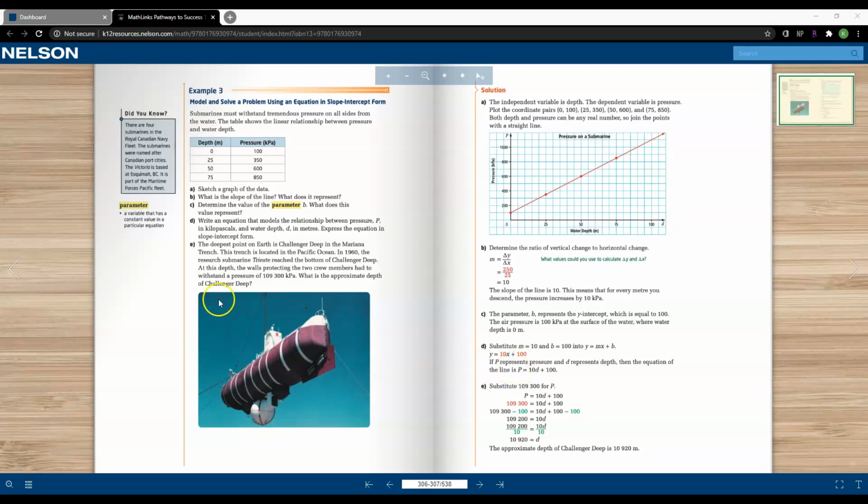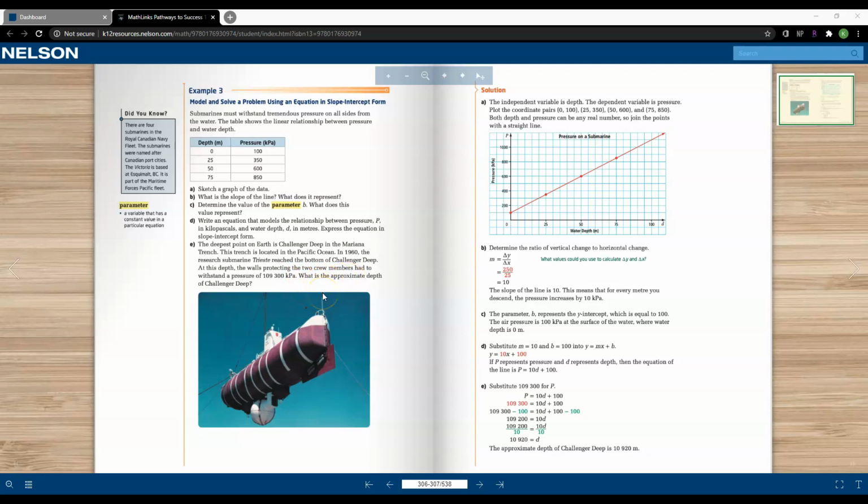Okay, what does E say here? The last little bit here. Okay, the deepest point on Earth is Challenger Deep in the Mariana Trench. The trench is located in the Pacific Ocean. In 1960, the research submarine Trieste reached the bottom of the Challenger Deep. At this depth, the walls protecting the two crew members had to withstand a pressure of 109,300 kilopascals.